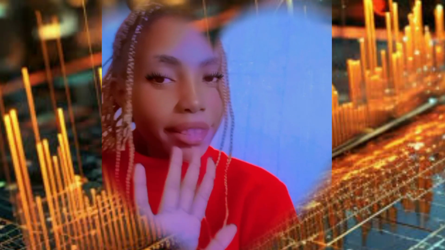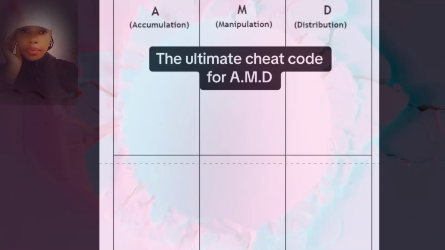Hey traders, kindly listen to this before I say a word. This is without a doubt the easiest way to identify accumulation, manipulation, and distribution. But firstly, what is AMD?